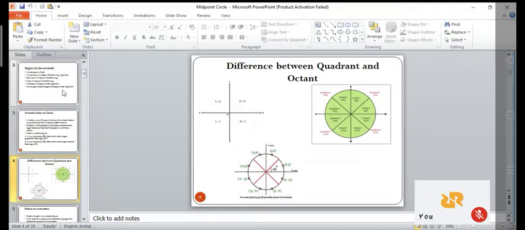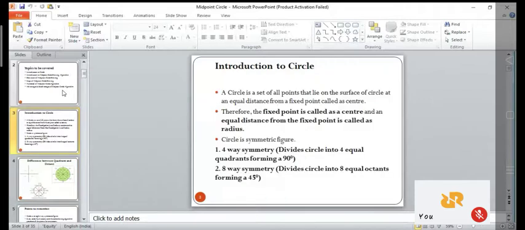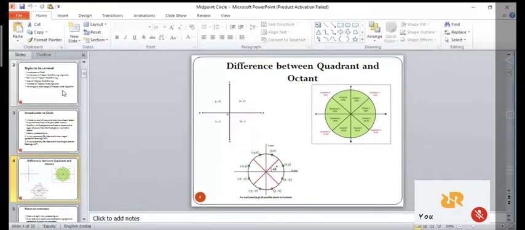Also we have covered quadrant and octant. What is a quadrant and what is an octant? A quadrant divides the circle into 4 equal parts, each forming a 90-degree angle. When a circle is drawn using four-way symmetry, the points may not be accurate.